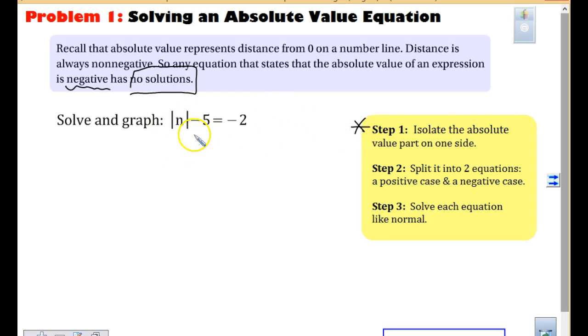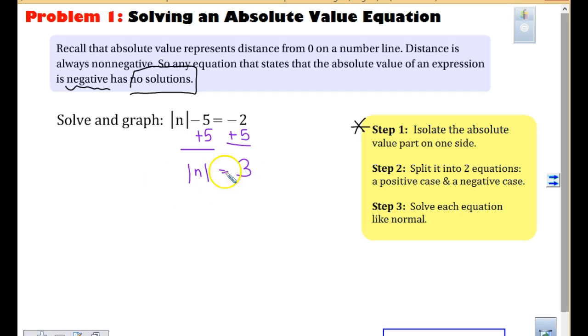I need this absolute value of n by itself first. To get absolute value of n by itself, I am going to use the addition property of equality, and I'm going to add 5 to both sides. And my answer is absolute value of n is equal to negative 2 plus 5, which gives us 3.